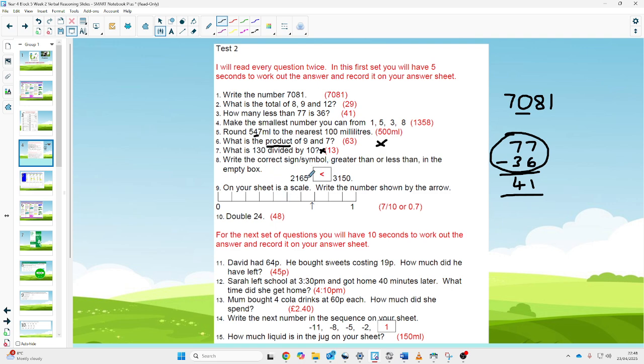The symbol, the greater than, the less than, and again we've talked about this in class, think about the way that the mouth opens. So I always tell you, think about a crocodile's mouth. That will always face the biggest number. So that's why you have it that way around. So the statement would say, 2,165 is less than 3,150. So make sure you've got it that way round.